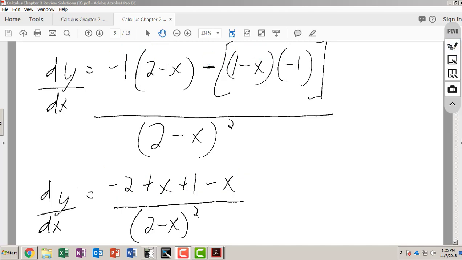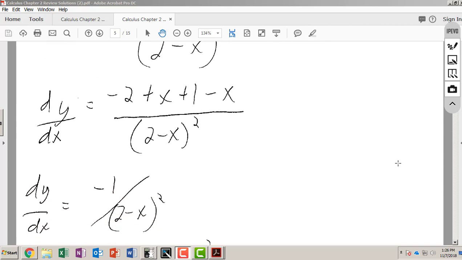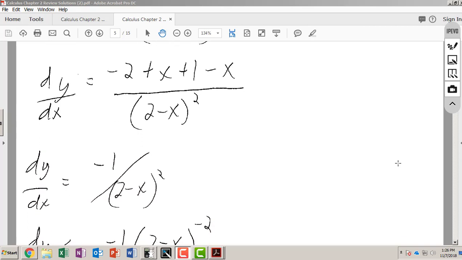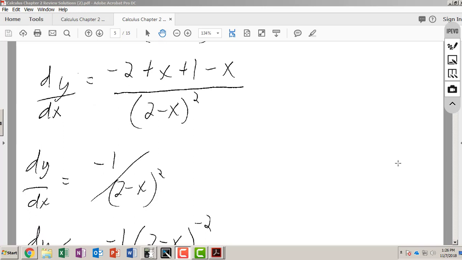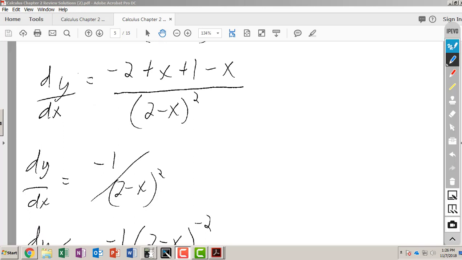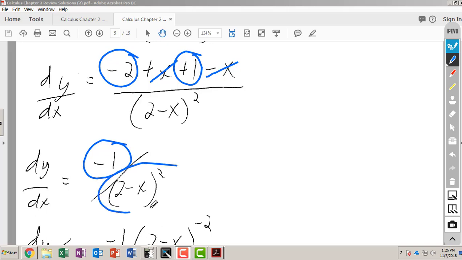So in my numerator, I now have -2 plus x plus 1 minus x. And that's still all over my denominator being squared. So now to simplify this down, I'm going to cross out any terms that are alike. So I notice that x minus x is 0. Now I'm going to combine my -2 and my +1. That's going to give me a -1. And then it's still all over my denominator being squared.